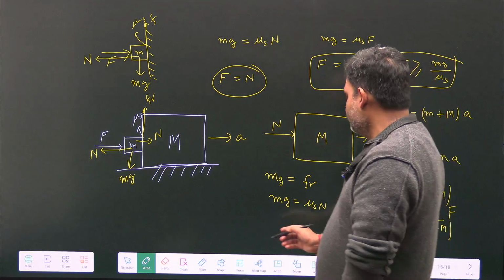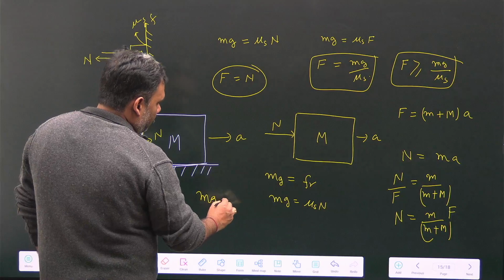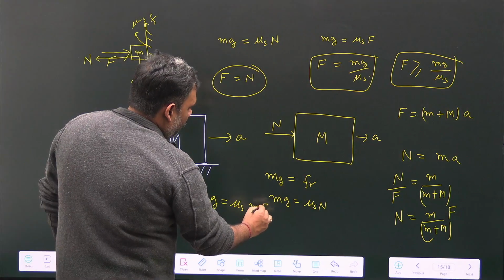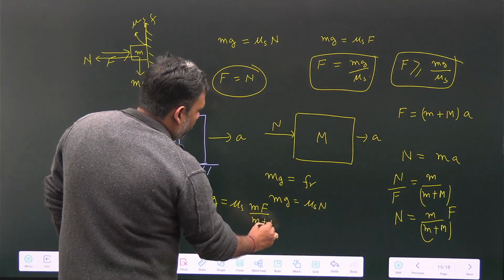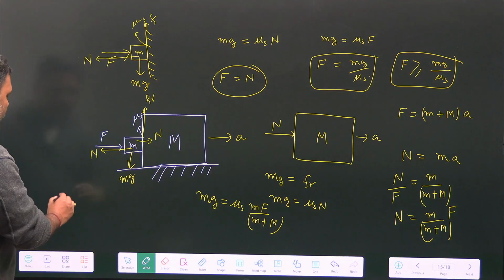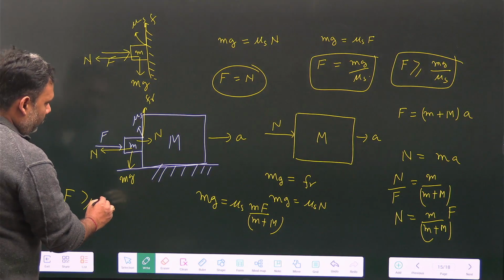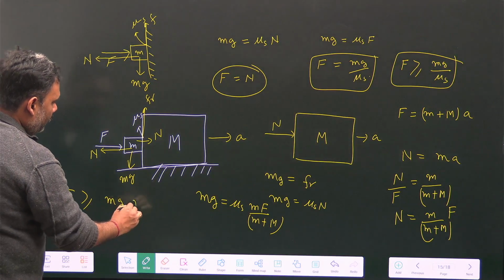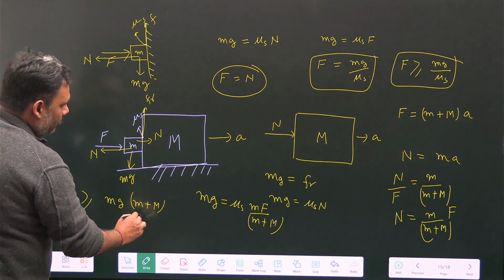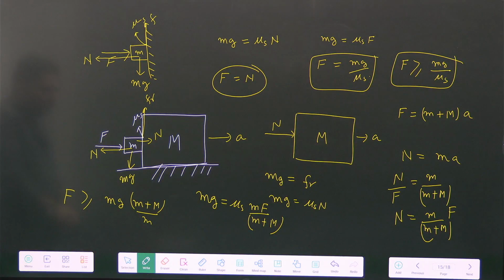So the condition will be mg must be equal to mu s into M upon (m plus M) into F. And now we can easily calculate F. So for the limiting case, F must be greater than mg (m plus M) by M, isn't it?